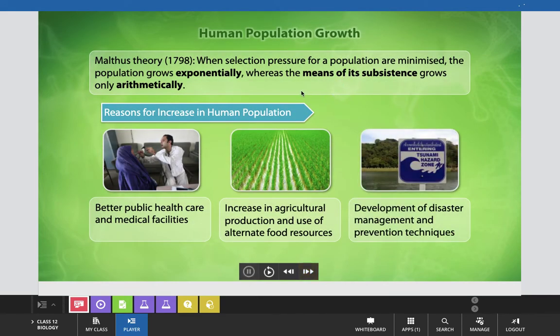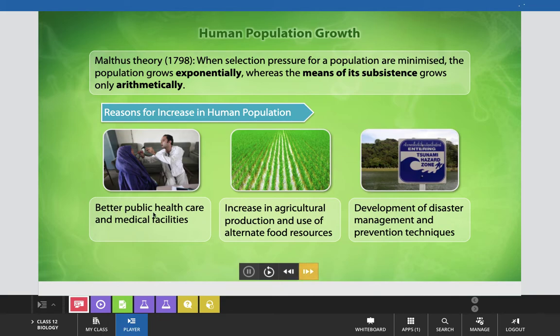Now come to know about the human population growth that we are already knowing. Now Malthus theory in 1798: according to that Malthus theory, when selection pressure for a population are minimized, the population grows exponentially, whereas the means of its subsistence grows only arithmetically.